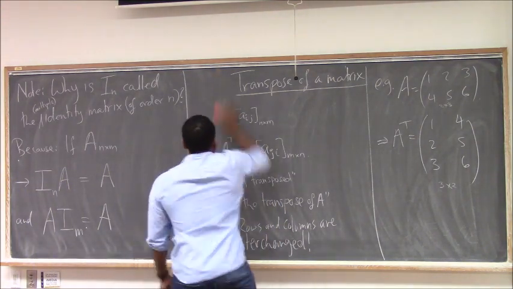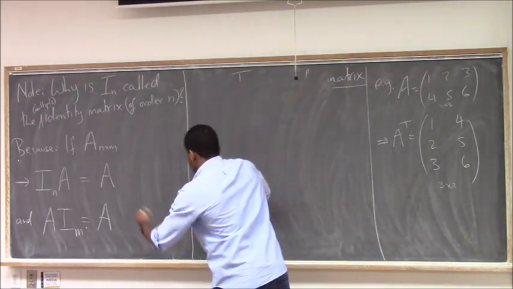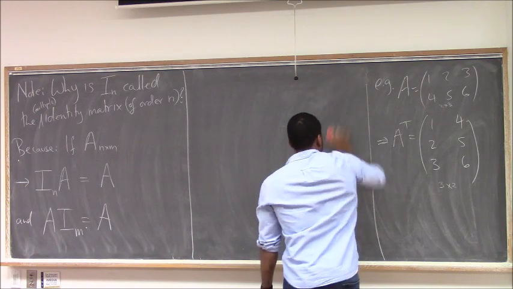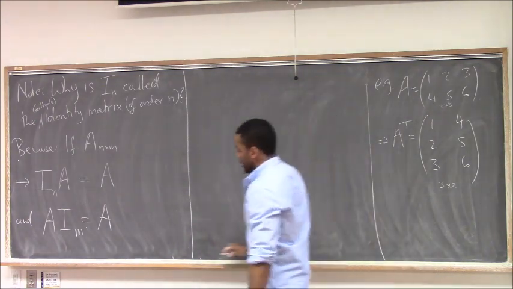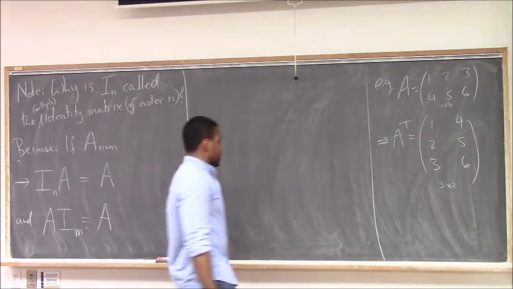And that's why it's called the identity matrix. It's a super important matrix. We'll use it again for a bunch of stuff. So that's just something to be aware of. What else do I want to tell you about with matrices?